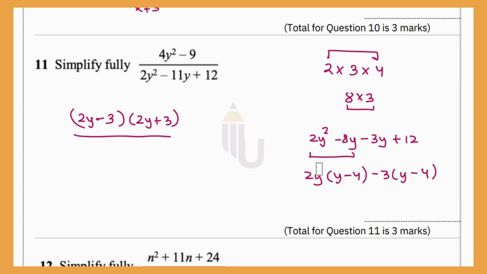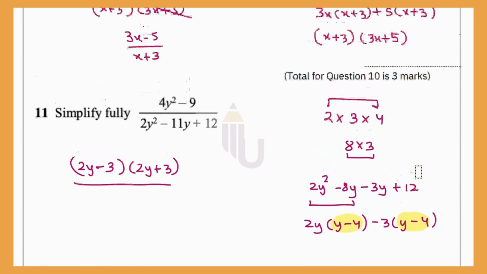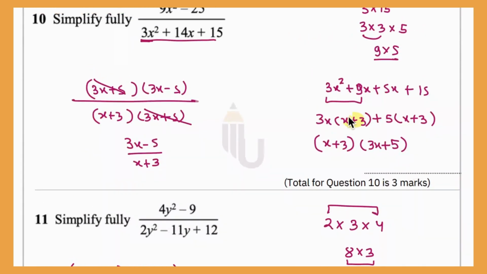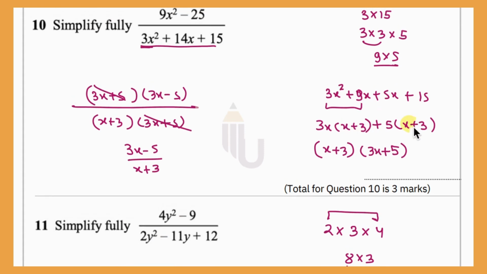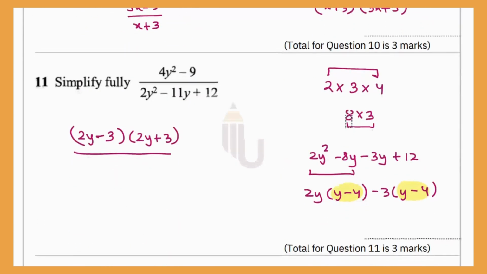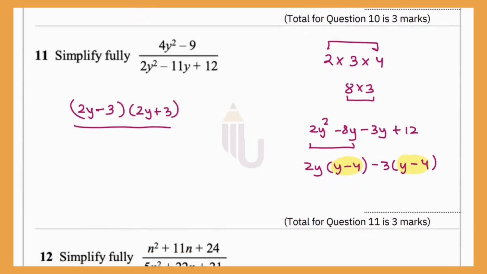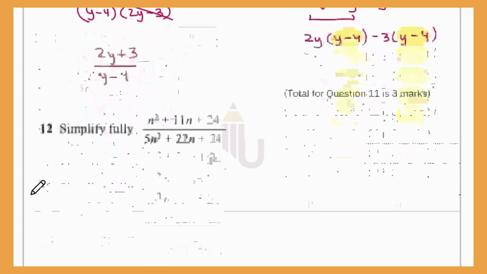You have to always make sure that this y minus 4 should be same. Okay, even in the previous question also I can show you what I'm talking about. X plus 3 should be same. If these are not same, means you have done some mistake. So just check it out again. So finally we have got the factors. Factors will be y minus 4 and 2y minus 3. 2y minus 3 will get cancelled, and we are left with 2y plus 3 over y minus 4. Moving on to the next one.